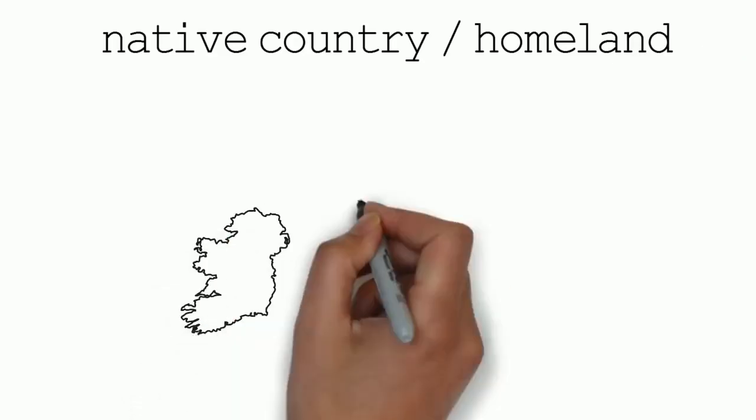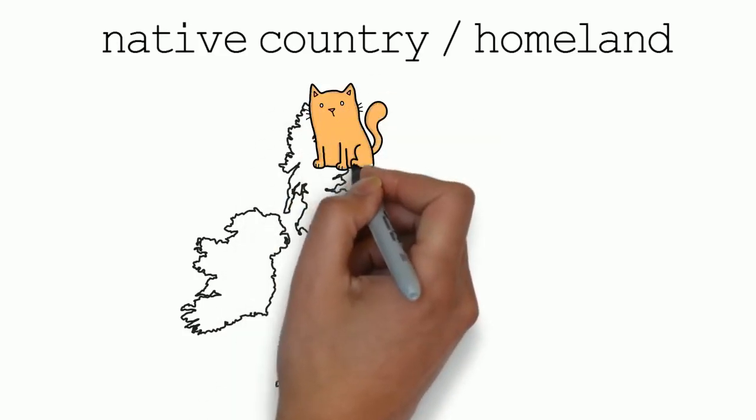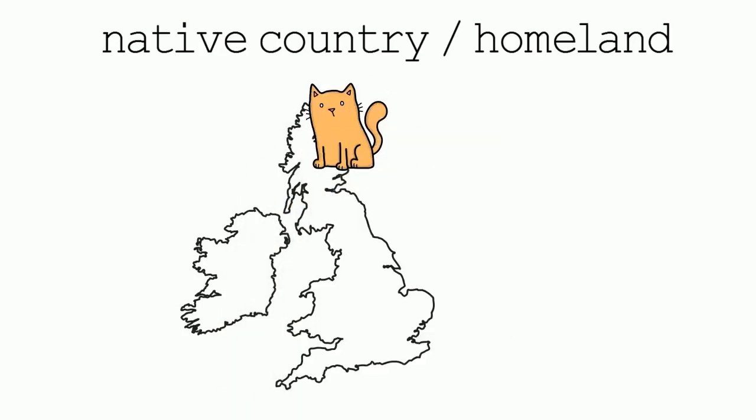Native country, homeland. This is when you tell the people in America where you're from. Mr. P would say, meow meow meow, or I'm from Scotland. Oh yes he would.